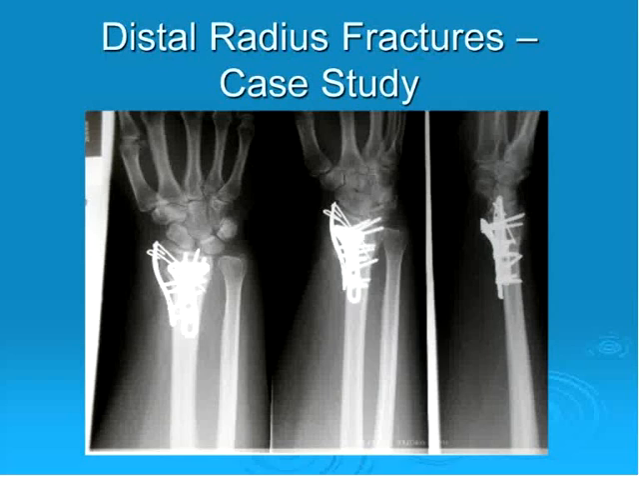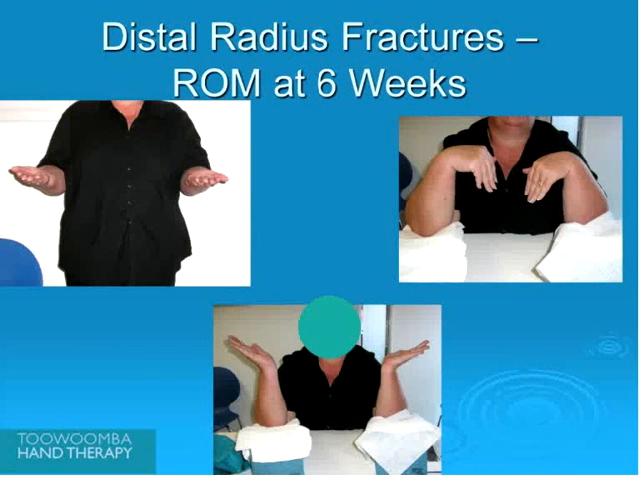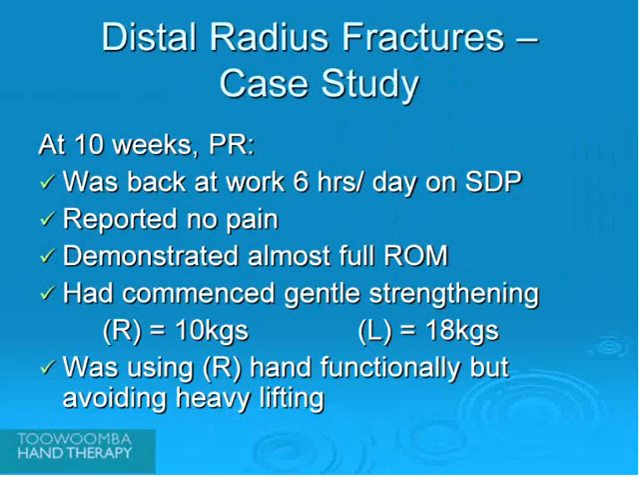but the benefit is, at 6 weeks, this is her range of motion, and if you compare that to someone who's been in a cast for 6 weeks, she's so far ahead of the people who are immobilised, and she's relatively pain-free. So at 10 weeks she was back at work as a cleaner. She had no pain, almost full range of motion, and her strength was functional.